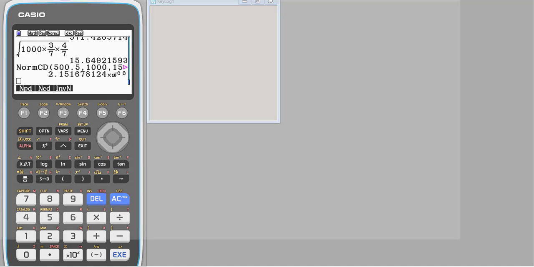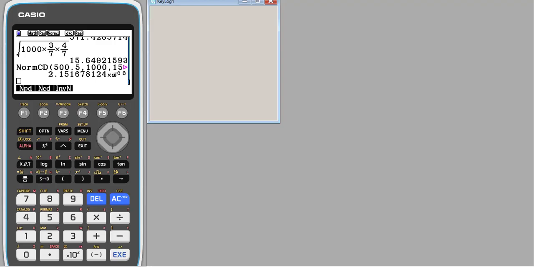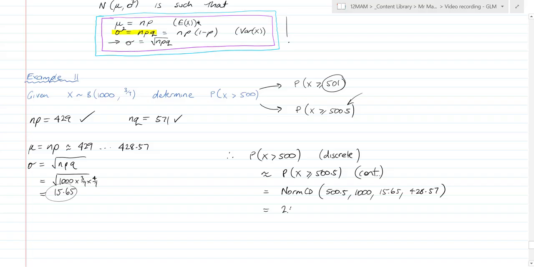which makes sense because our probability of getting to 500, well, this is standard deviation, and that standard deviation is implying that it's quite a compact set. So 500 is actually 5 standard deviations above. So this probability is actually equal to 2.1517 times 10 to the power of negative 6. So we expect it to be quite low.